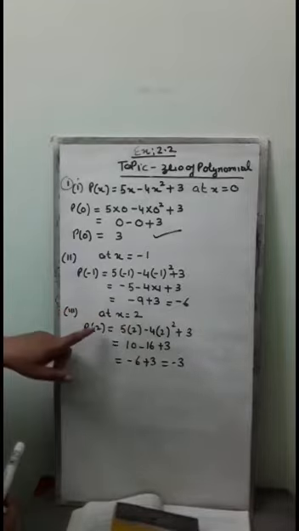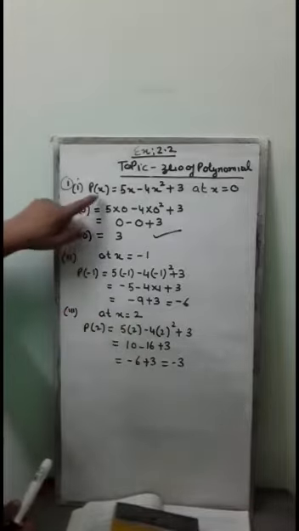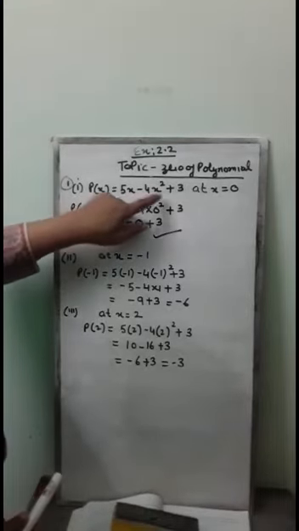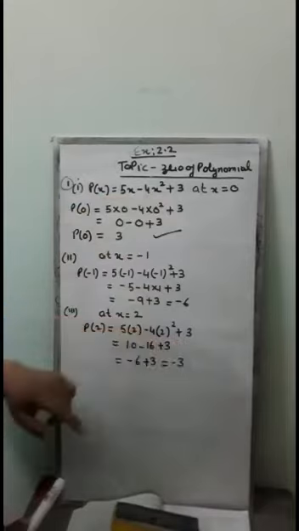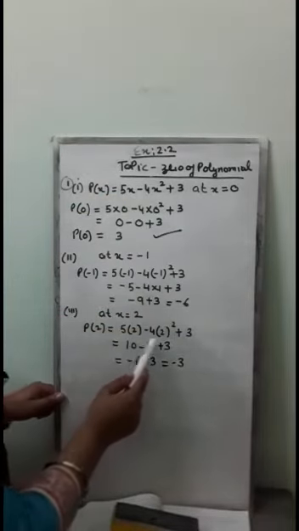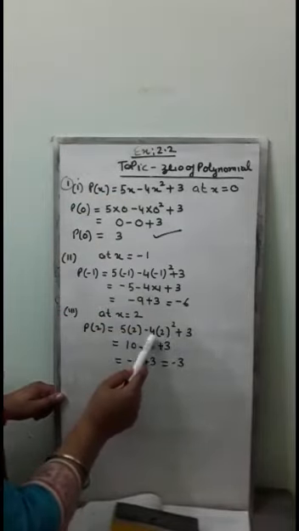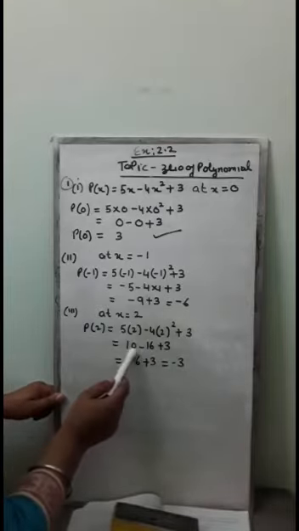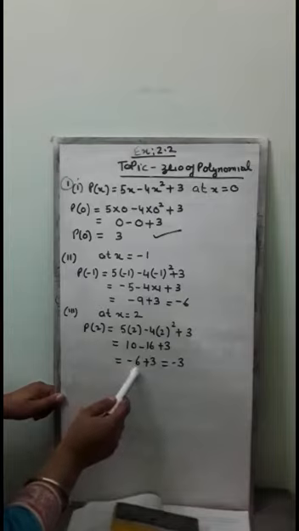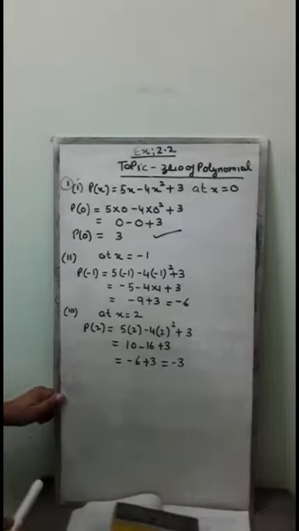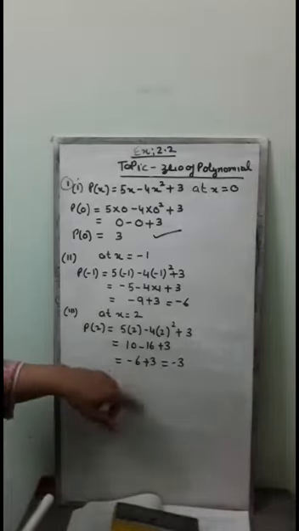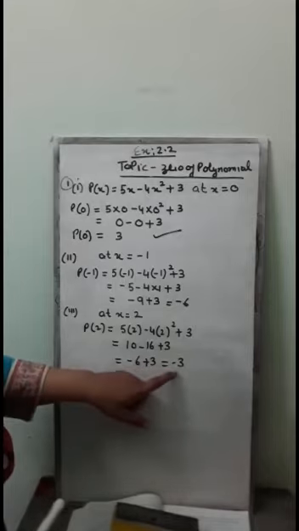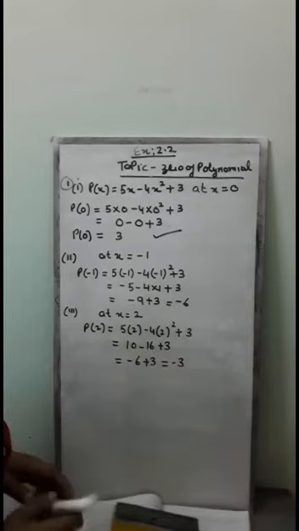You will start putting 2 at place of x. We will get p(2) is equal to 5 into 2 minus 4 into 2 square plus 3. See. Now this is 5 2s are 10. 4 4s are 2 2s are 4 into 4 is minus 16 plus 3. This is plus minus minus. 16 minus 10 is minus 6 plus 3. Your answer will be plus minus minus. 6 minus 3 is 3, and the sign of the greater will be with the answer.